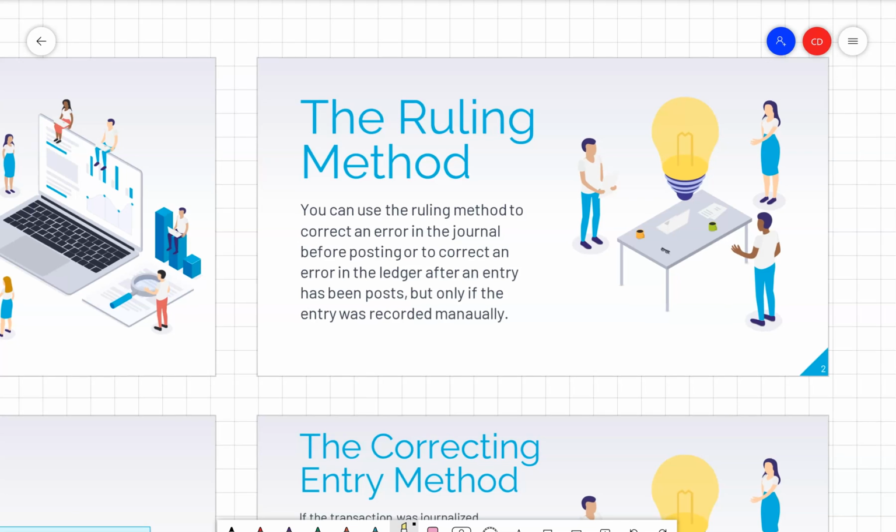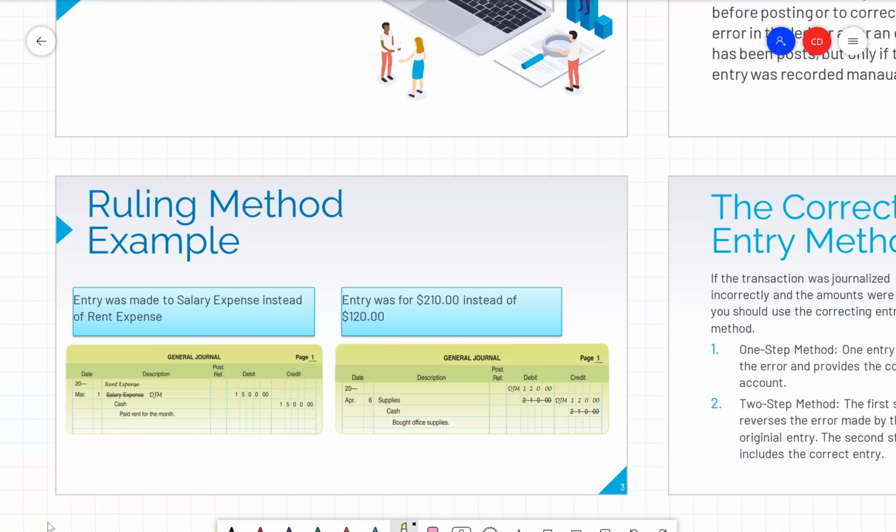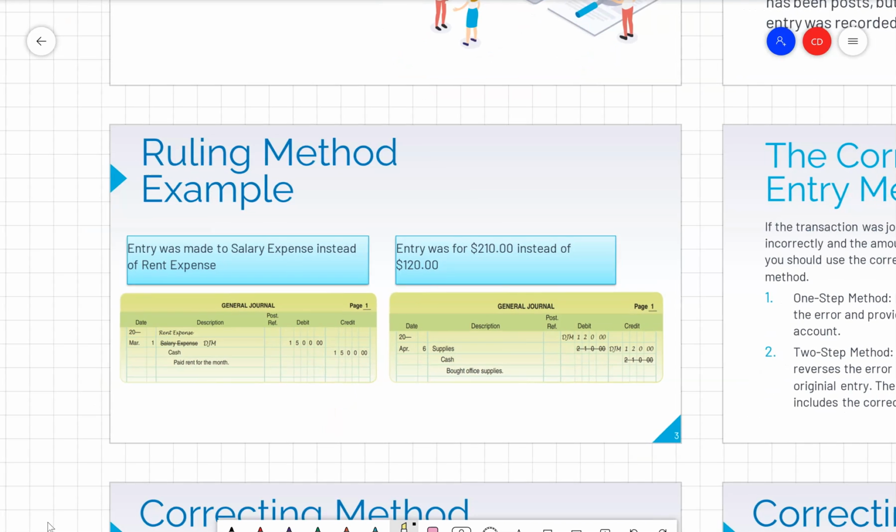So if you make a journal entry incorrectly and you have not posted to the ledger yet, then this first method that we're looking at here can be used. If the entry has not been posted to the ledger, you can use what's called the ruling method. In the ruling method, you're simply going to draw some lines and then do some initialing. So let's take a look at the first one here.